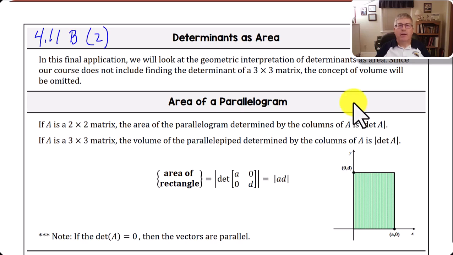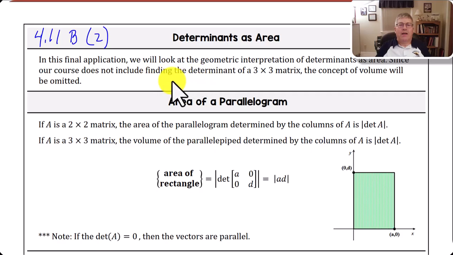Welcome back. In a previous video, we used determinants to find the inverse of a matrix. Now we're going to use determinants to find the area of a parallelogram.